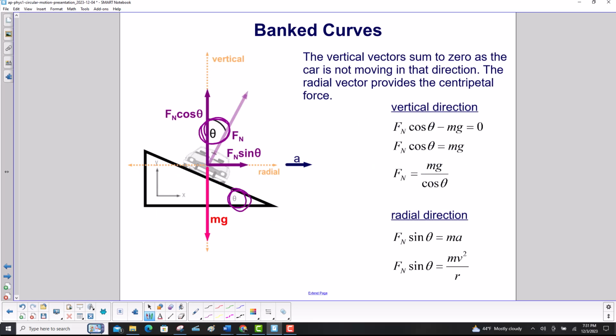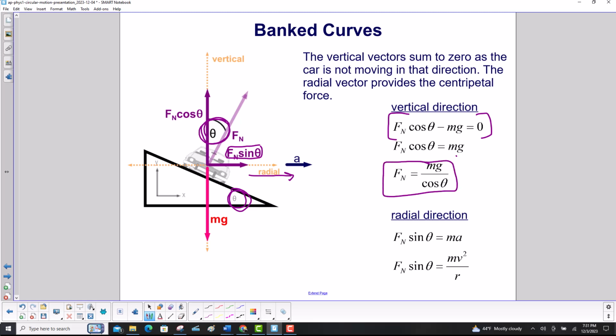So if you do a little geometry, you'll find those angles are the same. So this time we have Fn, the normal force, times sine theta along the radial axis, and we have normal force cosine theta going vertical. So in the vertical direction, we have the normal times cosine theta minus mg is equal to 0. Normal cosine theta is mg, so here's our normal force.